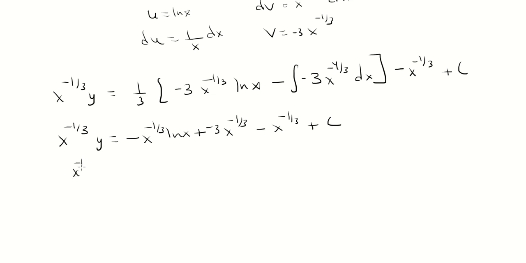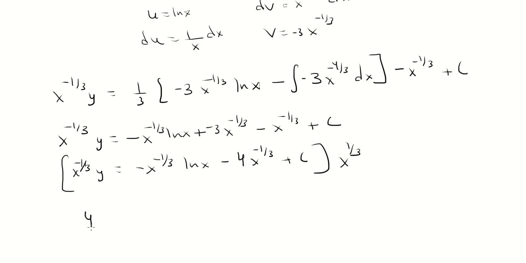Let's keep simplifying. Negative x to the negative 1/3 ln of x minus 4x to the negative 1/3 plus c. Then we'll multiply both sides by x to the 1/3 to get y by itself. And then we have y equals negative ln of x minus 4 plus c times x to the 1/3 power. And so this is our final answer.